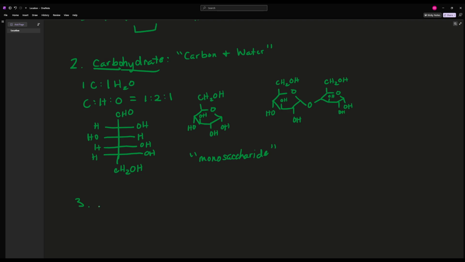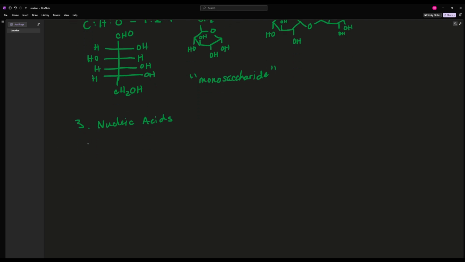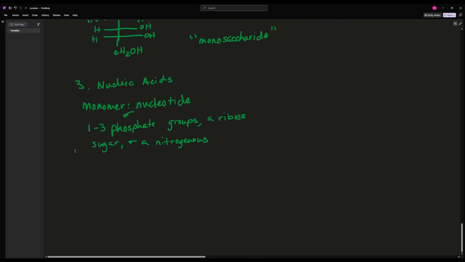For our third one, we will move on to nucleic acids. Nucleic acids are composed of the monomer of nucleotides. A nucleotide is composed of 1 to 3 phosphate groups, a ribose sugar, and a nitrogenous base. We will learn more about these when we touch on genetics.